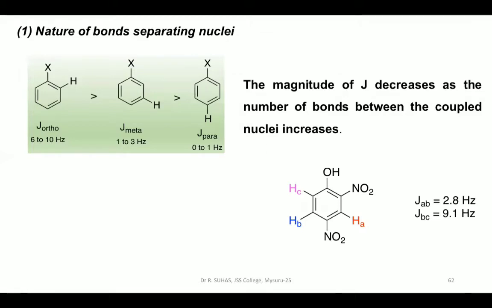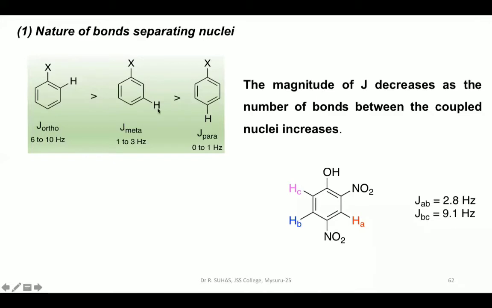The first one is the nature of the bond separating the nuclei. Now we will take the example of benzene attached with some group. X here does not refer to any halogen. Imagine X is any alkyl, aryl, or any other functional group. This hydrogen now becomes ortho to this group. So J ortho, the coupling constant for this ortho hydrogen, will always be high, because the distance between these two groups is very, very small. So the smaller the distance between the protons or the groups, the greater the coupling constant. Hence you expect 6 to 10 Hertz for the J value.